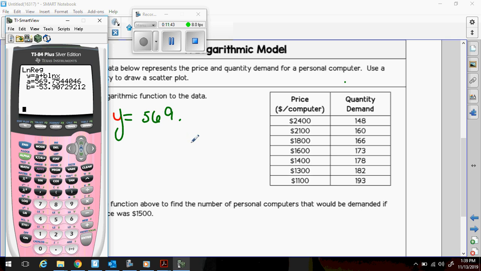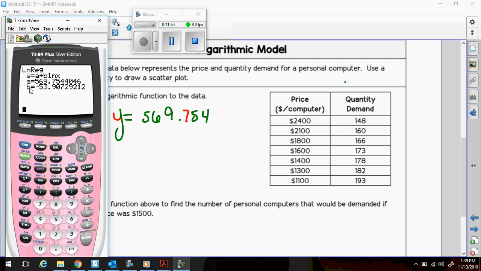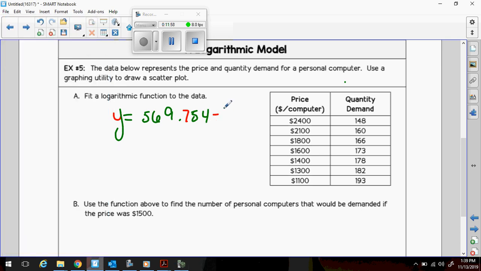569.754. Minus, I think it's negative, so B is negative 53.907, and then ln of x. Okay, I'm sorry, it kind of overlapped. Okay, so this is my data.